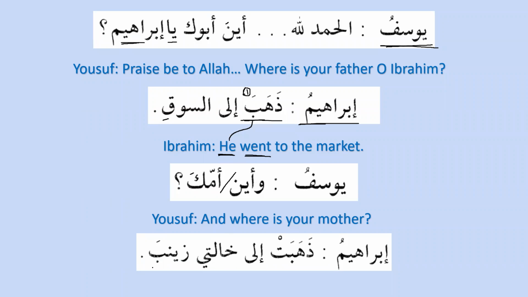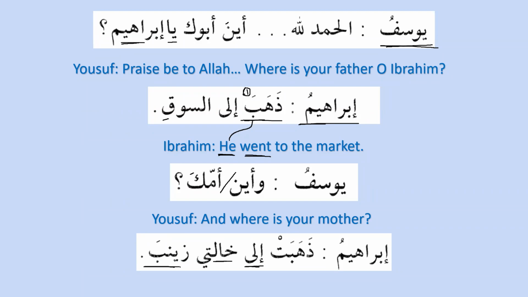Zainaba. So why do we have Zainaba over here? Any idea? It's basically the badal of khalati. So basically, what's the i'rab of khala? The i'rab of khala is it is majroor. Why is it majroor? Because of ila.